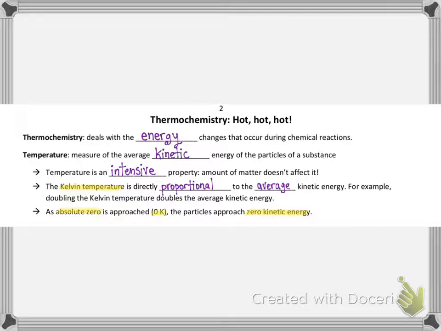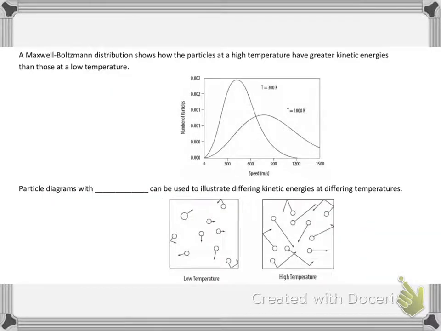We like to represent the distribution of particles at different temperatures using a Maxwell-Boltzmann distribution because it's important to recognize that even though on average you can figure out the approximate kinetic energy, you're going to have different particles moving at different speeds. It's a range, it's a distribution.